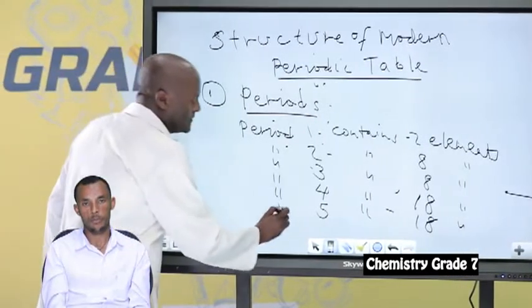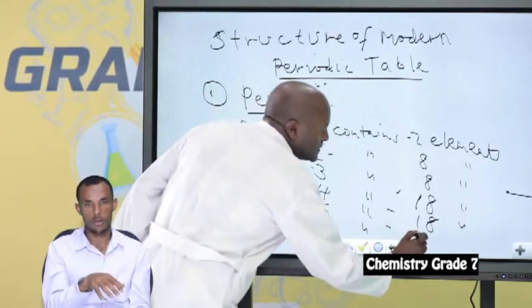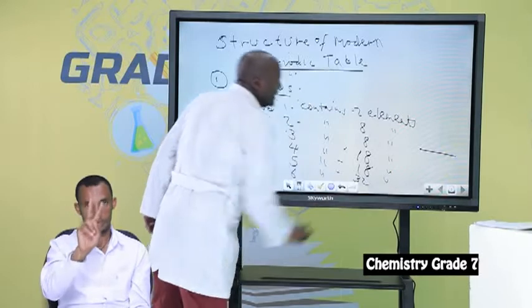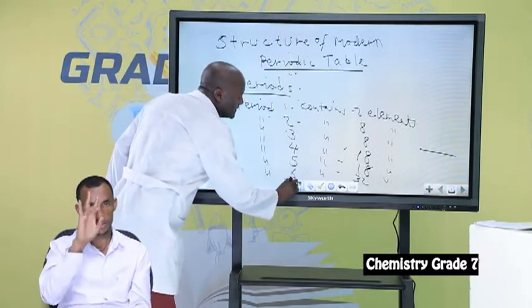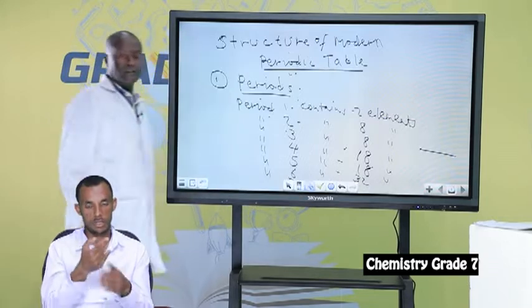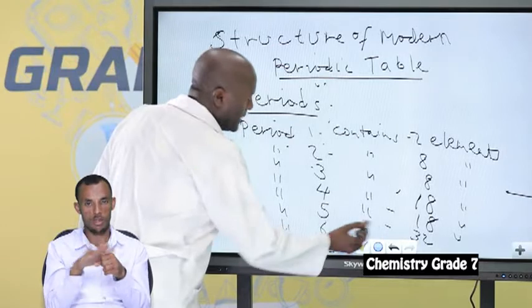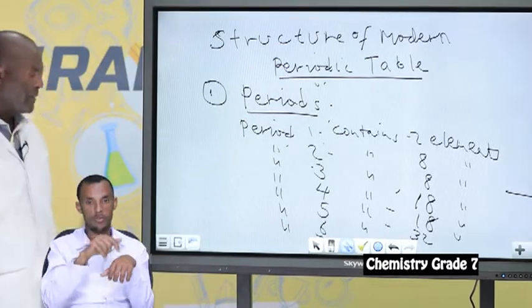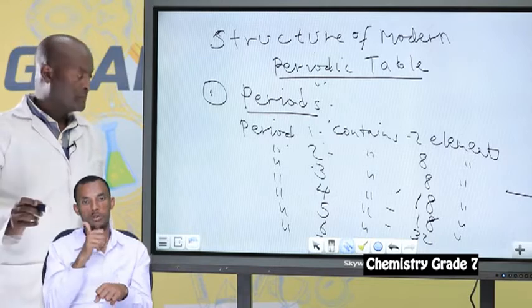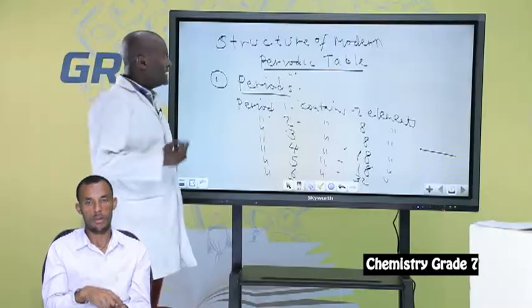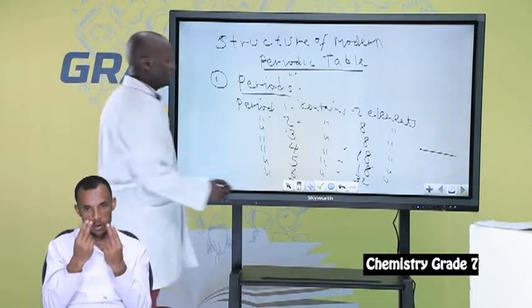Period 6 contains 32 elements. Period 7 is an incomplete period. Next, we'll discuss groups.